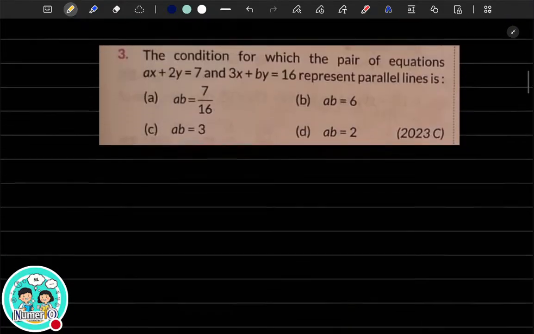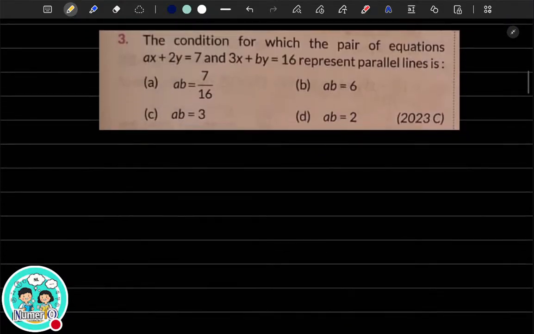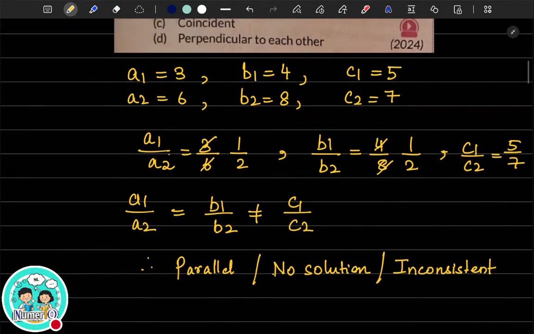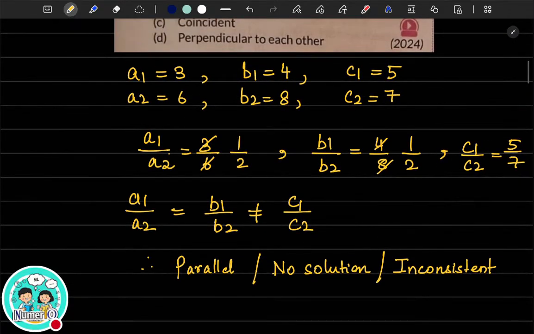The next question is here. Can we move on to the next question? Have you all completed this? Okay.